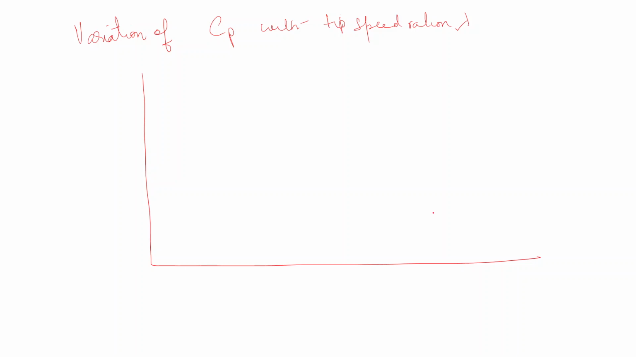Now, there is another graph which tells you about the variation of CP with tip speed ratio, which is lambda. How does it vary? Okay. So I will draw you the variation like this. On the y-axis will be the parameter CP. It will vary with the tip speed, which is represented here in the x-axis.